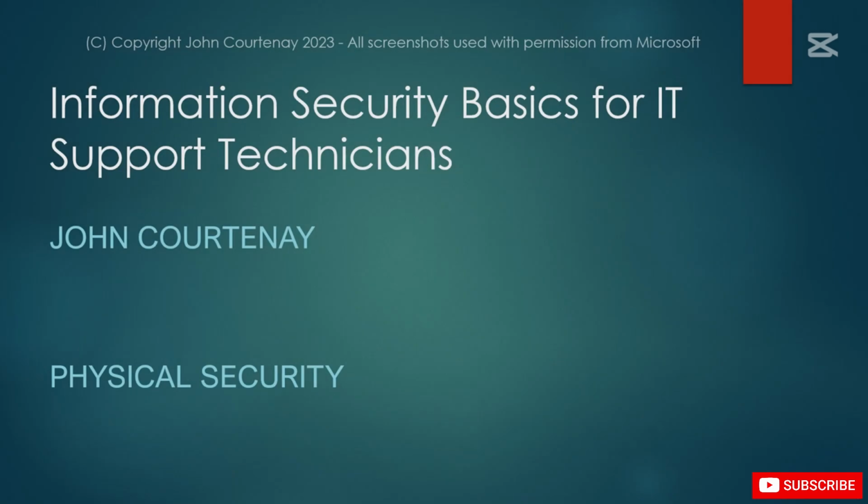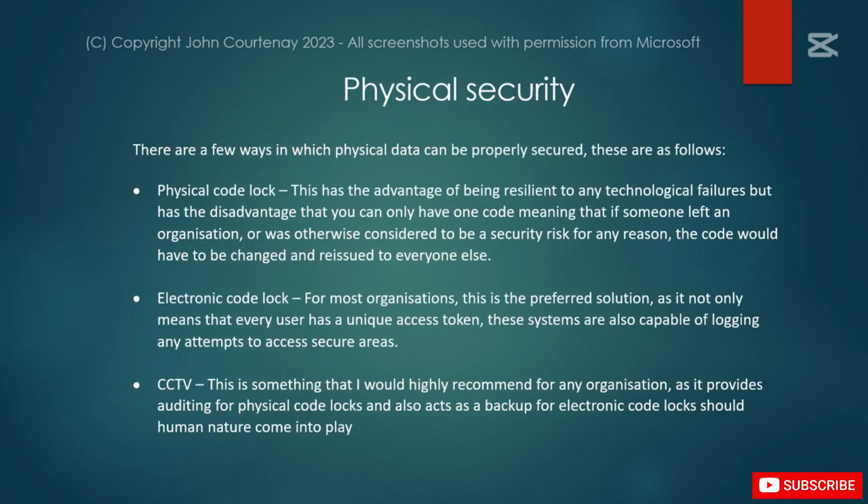As we've just explained in the last lecture, physical security is data that is held physically on paper or on another physical format, such as a post-it note. There are a few ways in which physical data can be properly secured. These are as follows. Physical code lock.